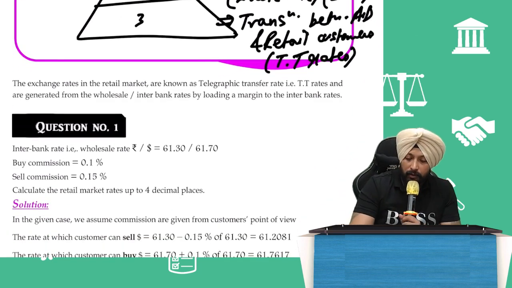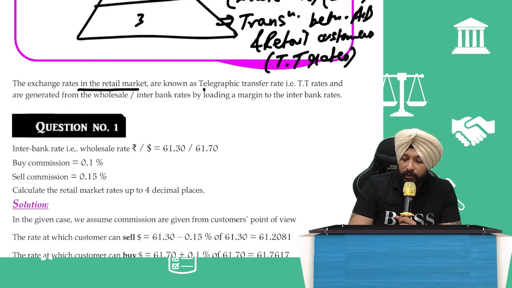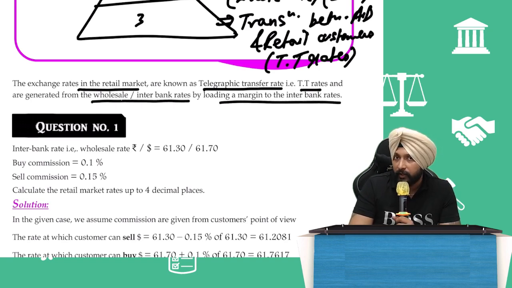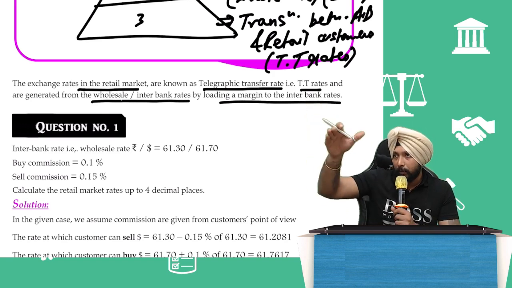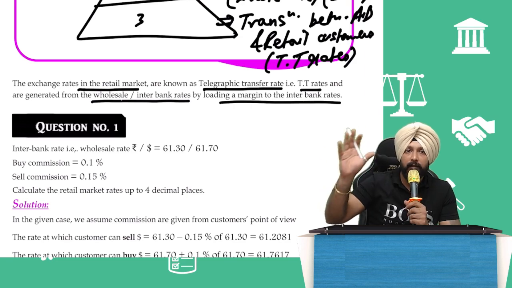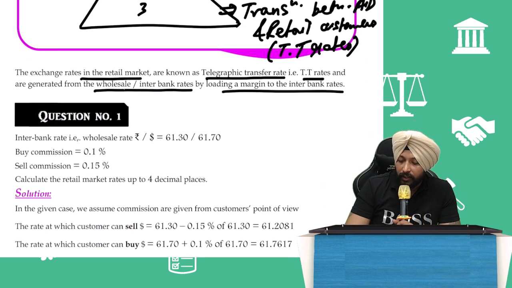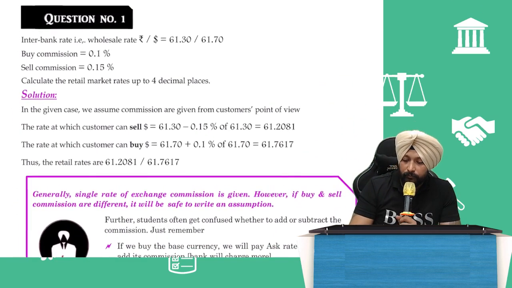Okay, see this. The exchange rates in the retail market are known as telegraphic transfer rates, that is TT rates, and they are generated from the wholesale or interbank rates by loading a margin to the interbank rates. So we take the interbank rates, we add some margin to it, and then we get the retail market rates. How does that work? Let's see with an example.